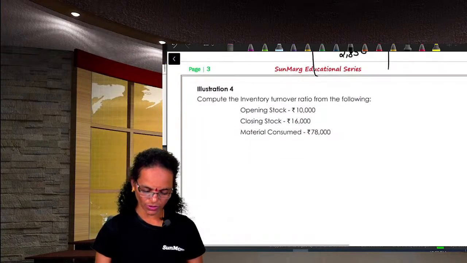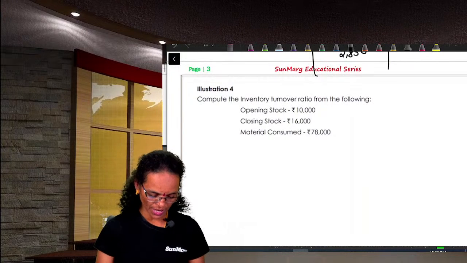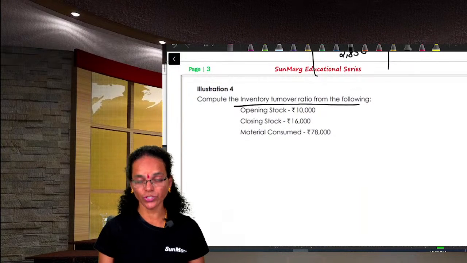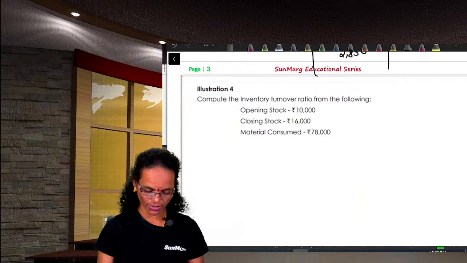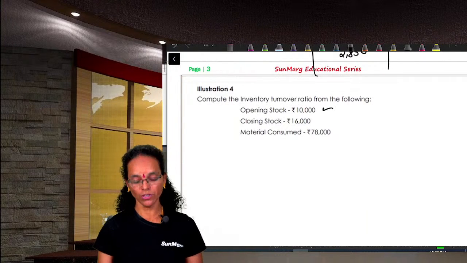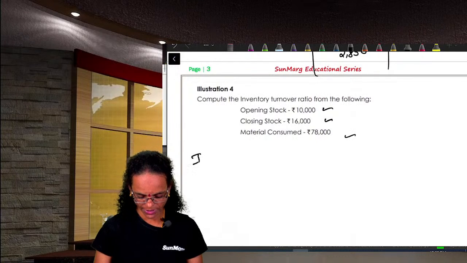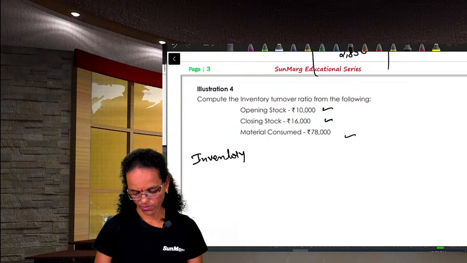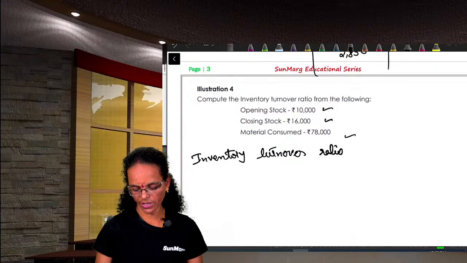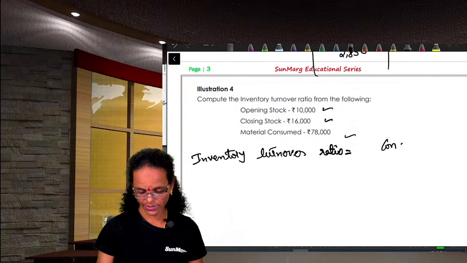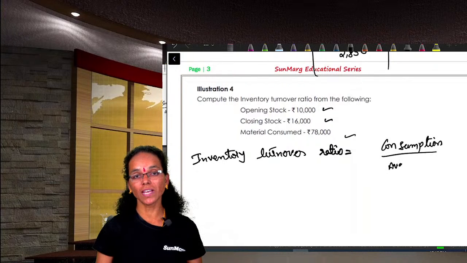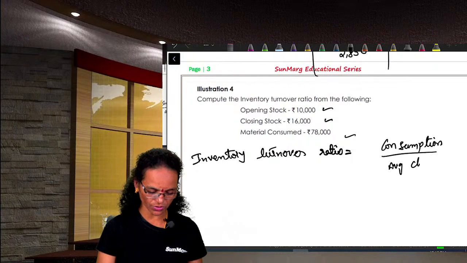Right. We move on to the fourth problem. Compute the inventory turnover ratio from the following. Inventory turnover ratio we need to find out. Here opening stock is given, closing stock and material consumed is given. See, for inventory turnover ratio, the formula is the material consumption during that period divided by the average stock.